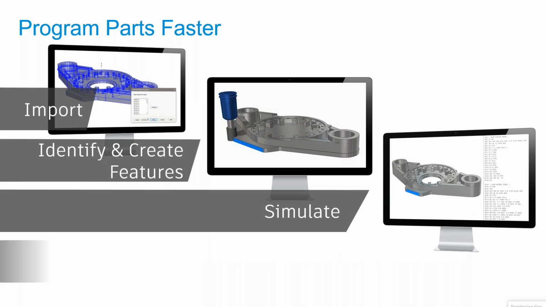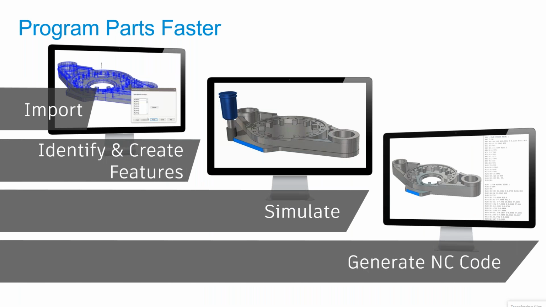So as you see, this is the process workflow. Programming parts in a faster process. When we say the parts are machined or programmed faster, it is because you import the data, it identifies and creates the features, and then you do a simulation to visualize and cross verify, and then the NC program is ready to run on the machine.